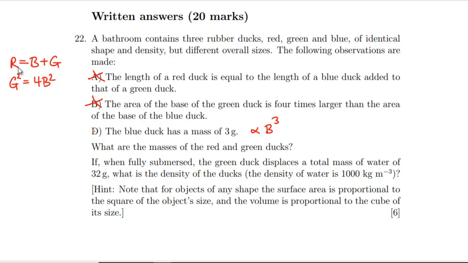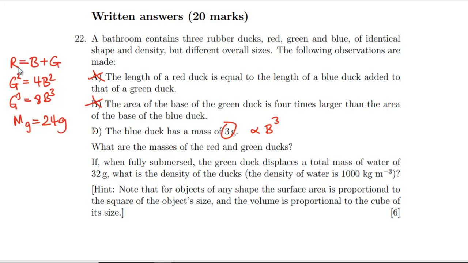Right, so what are we saying with all these then? If we square root all of this, we get G is 2B. So we cube it and we're going to get 8B cubed. So that means that the mass of the green duck is going to have to be 8 times this 3. So we've got 24 grams for the mass of the green duck.